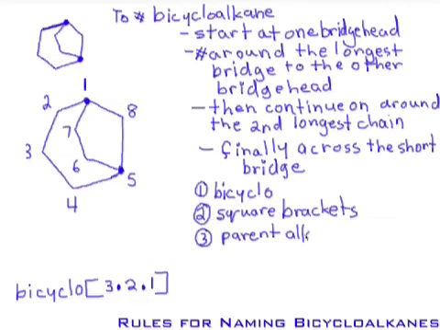We don't need cyclo because we've got bicyclo. So now we just count the total number of carbons and figure out what it is. Well, we have 8 carbons. 8 carbons is an octane. This is a bicyclooctane, a bicyclo 3,2,1 octane. The name's very easy to generate.